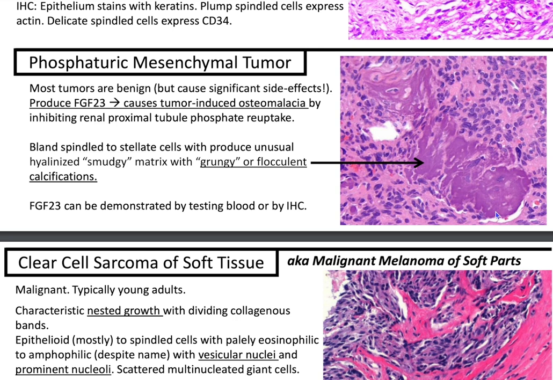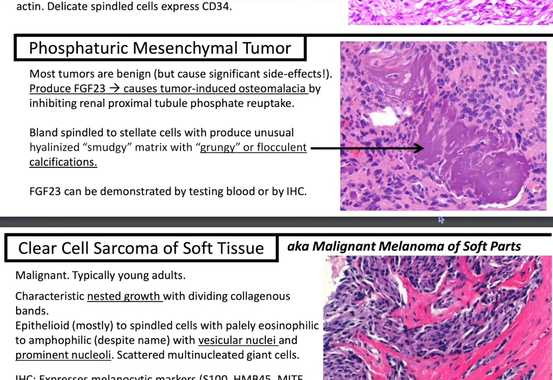Phosphaturic mesenchymal tumor. Most tumors are benign, but they can cause significant side effects because they produce FGF23, and this causes tumor-induced osteomalacia by inhibiting renal proximal tubule phosphate reuptake. Histologically, you'll see bland spindled to stellate cells that produce unusual, hyalinized, smudgy, grungy, dirty calcifications. And you can see the FGF23 either by testing blood or by IHC.